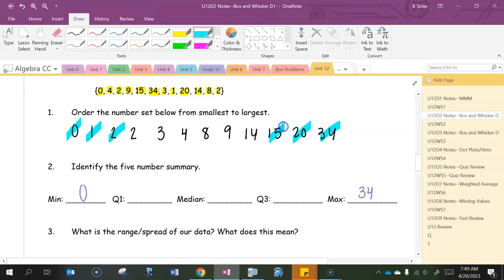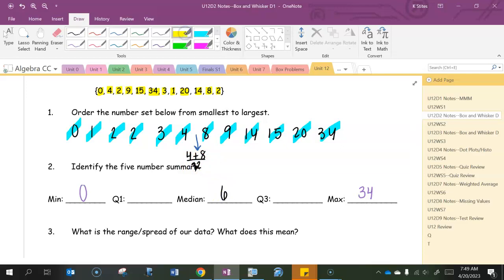Again, I really recommend using a highlighter for this. Okay, but wait, we have two numbers in the middle. So neither of those is our median. To find our median, we're going to add them together and divide by 2. So that's 12. Whoops, that says divide by 2. 12 divided by 2 is going to be a 6. So 6 is my median.